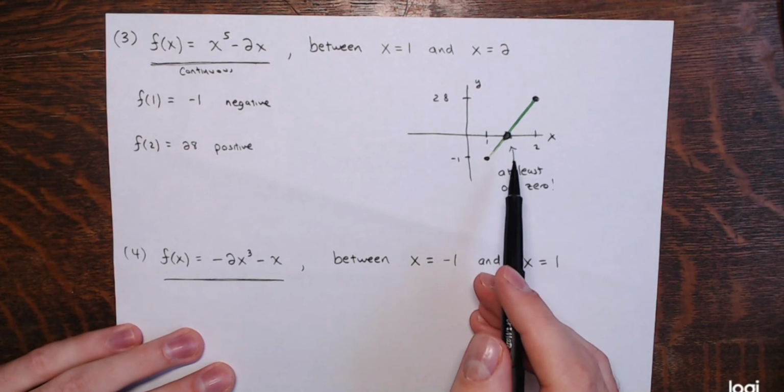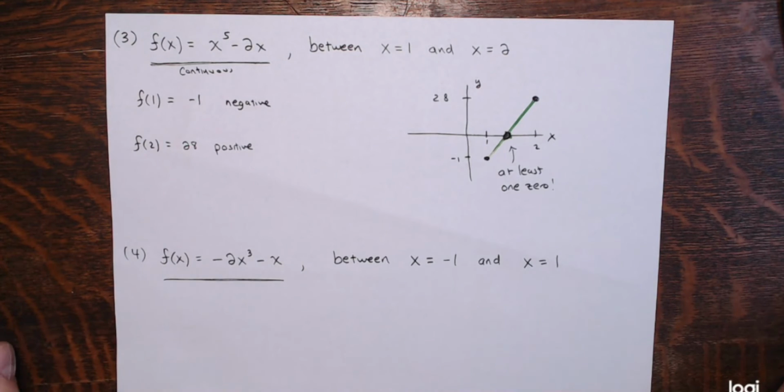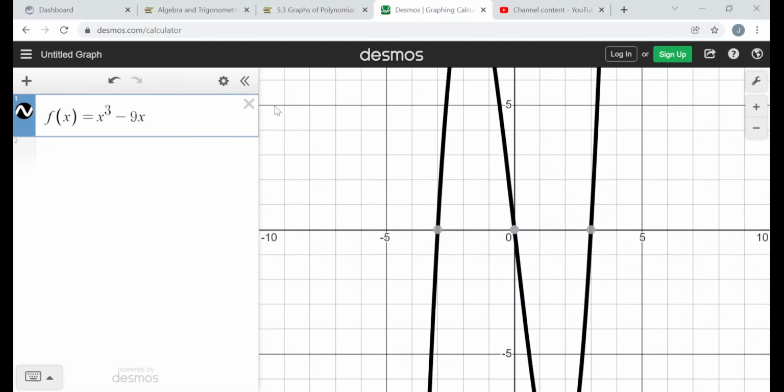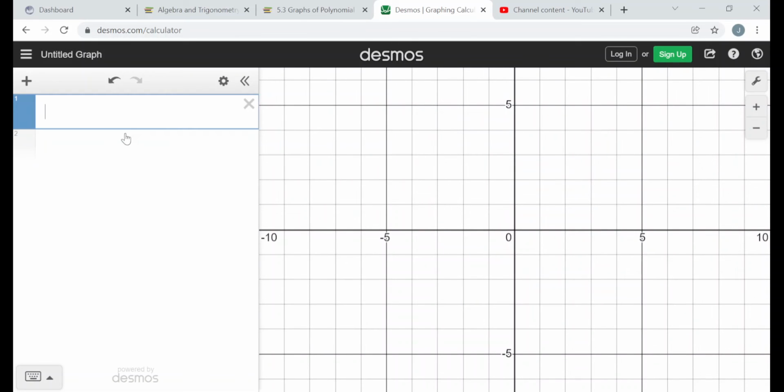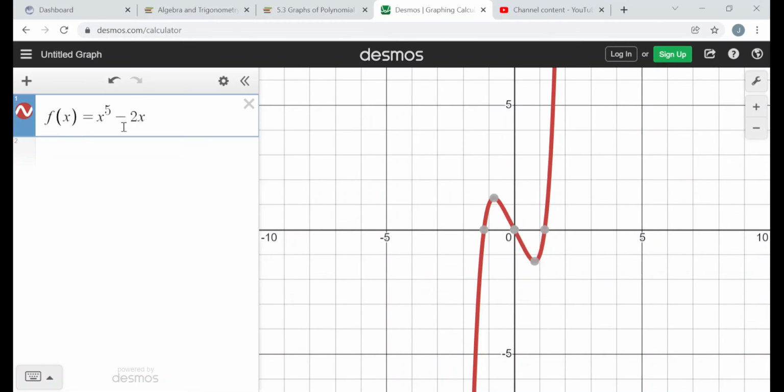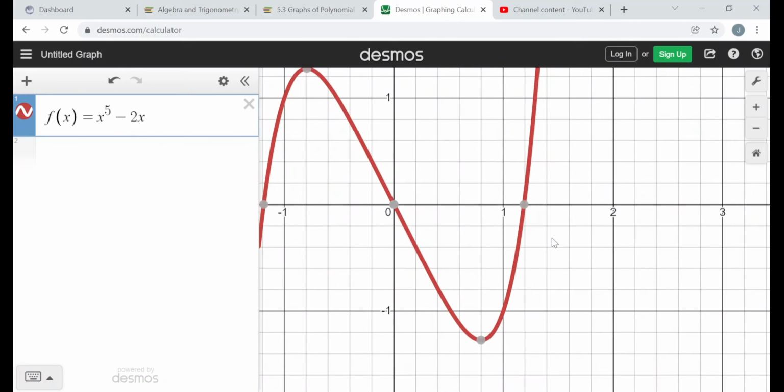All right. But let's go to a graph and verify this. So once again, clear this stuff out. The function we're given here, f of x equals x to the 5th minus 2x, or just y equals. And then let's go between 1 and 2. And you can see there is an x-intercept clearly between 1 and 2.